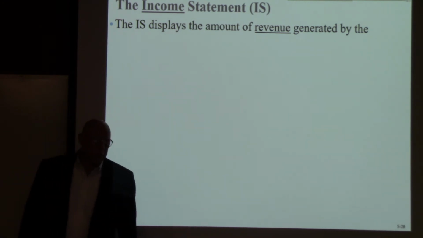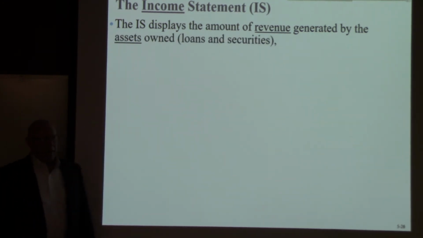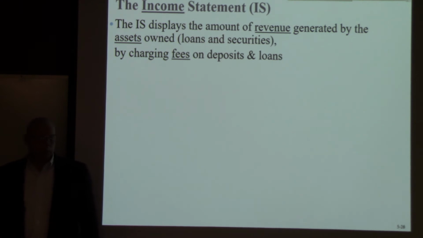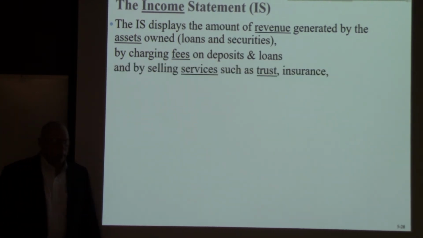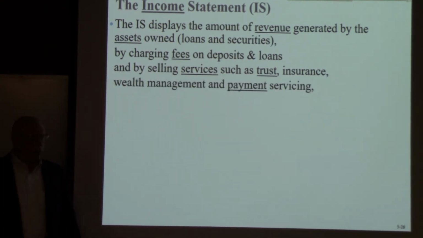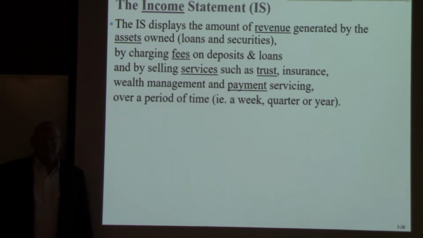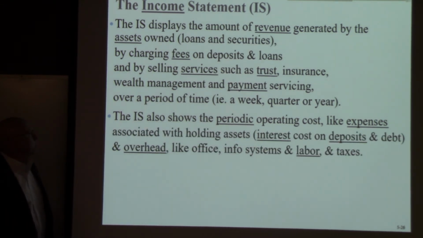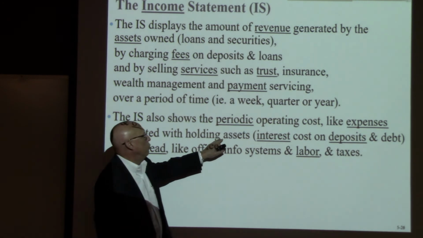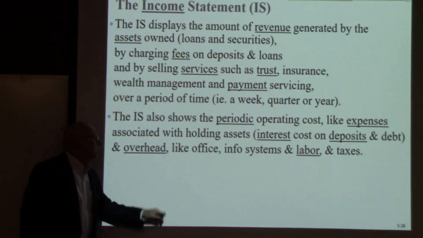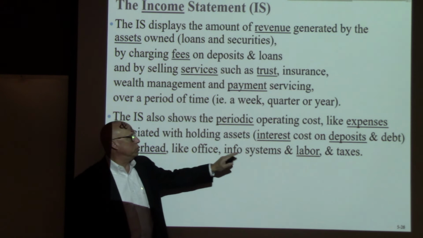All right, let's take a closer look at the income statement as we wrap up. The income statement displays the amount of revenue generated by the assets owned, loans and securities, and by charging fees on deposits and on loans. Fees, not interest, and by selling services such as trust services, insurance products, wealth management services, and payment servicing. It measures these items over a period of time. The income statement also has your operating costs, expenses associated with holding assets. For a bank, that's interest costs on deposits and debt. And then you have your overhead, like office, info systems, and people.